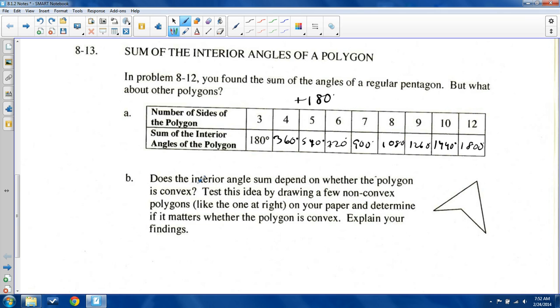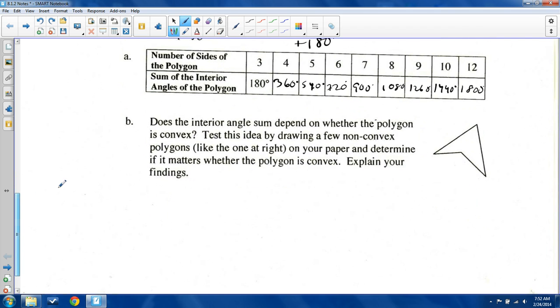Now the question is, does the interior angle sum depend on whether the polygon is convex? So draw some non-convex polygons on your paper and determine if it matters. I'm going to go ahead and just use the one that they gave us. Let's start by dividing this into triangles again. First of all, count the sides: 1, 2, 3, 4. So it's a four-sided shape.